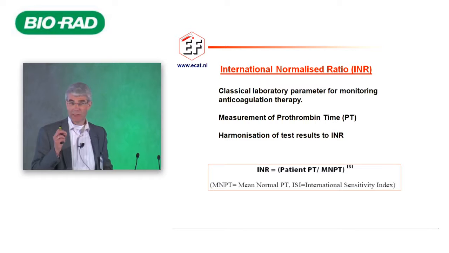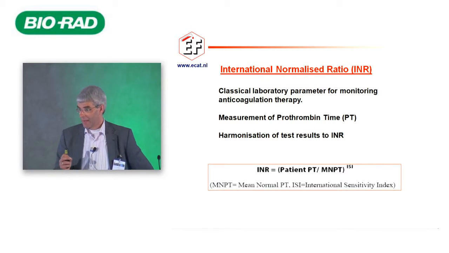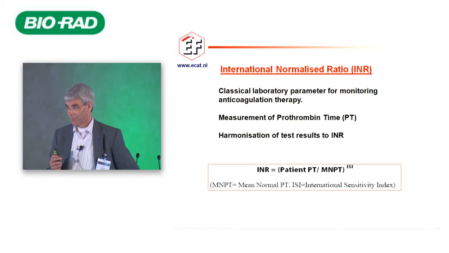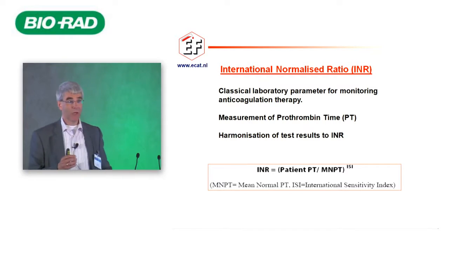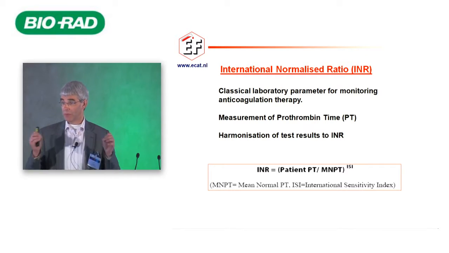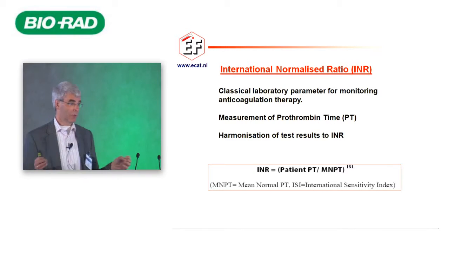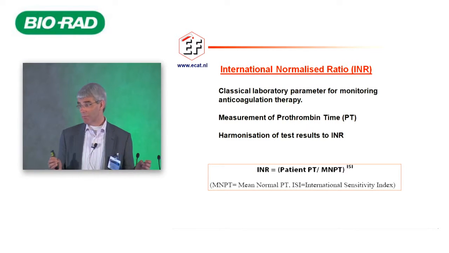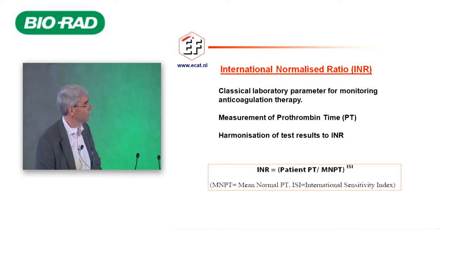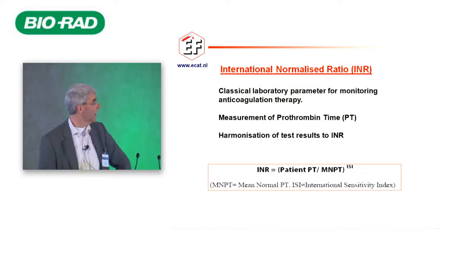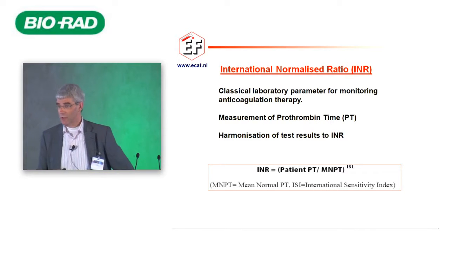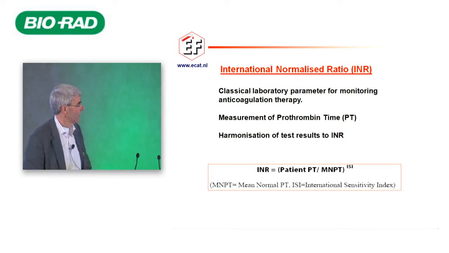There is one particular coagulation assay that we think is the best standardized coagulation assay, and that is the prothrombin time. If you measure the prothrombin time, you get a wide variation in the exact clotting time that is measured. So if you express it in seconds, then you see a lot of differences between the methods. But they found a manner to harmonize those differences, and that is called the International Normalized Ratio, well known as the INR. And that is a classical laboratory parameter for monitoring of anticoagulation therapy, as you probably all know.